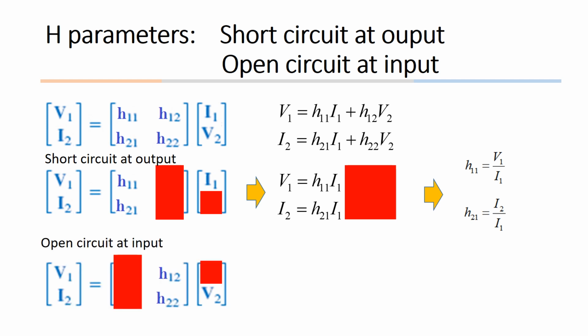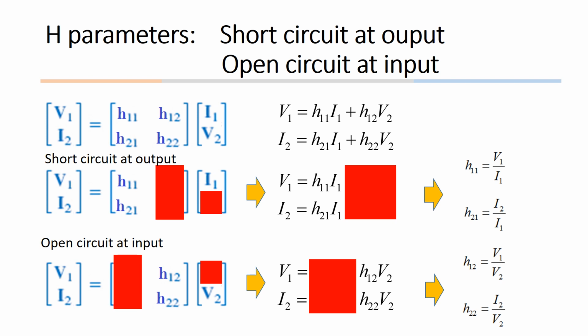To solve for the second column of the H parameters, we let I1 equal 0, meaning that we do an open circuit test, so that you can solve for the values of H12 and H22. Those are the basic concepts from your circuit theory, chapter 19.